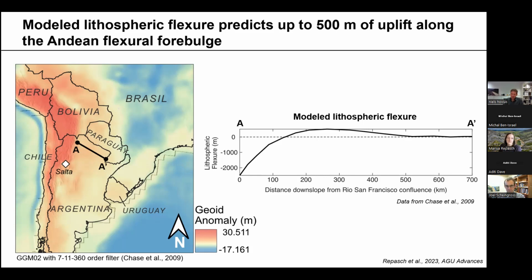And then we see the upward flexure. So that is the forebulge from about 150 kilometers to about 500 kilometers downslope from the mountain front. And then in the back bulge, we see very, very subtle differences. And so next slide, Joel.